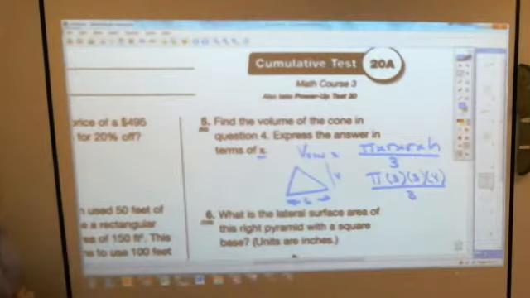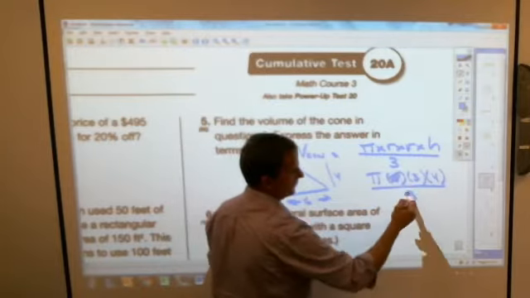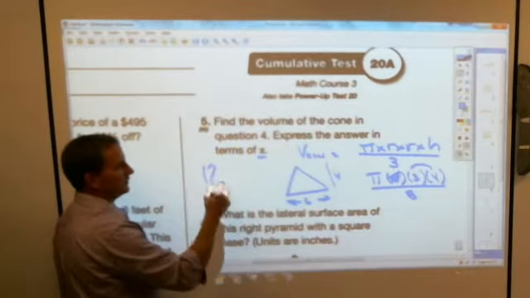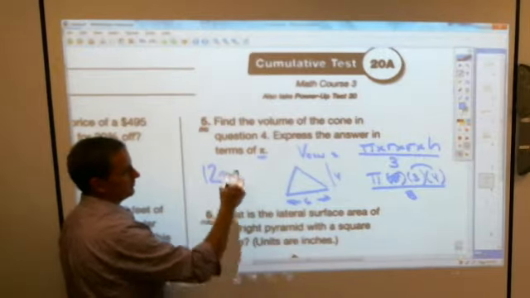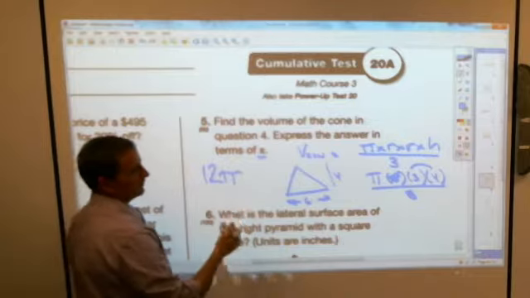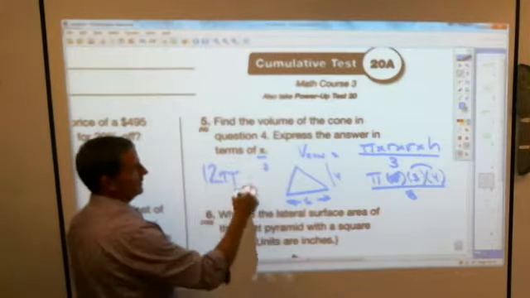And the beauty of it is, one of the 3's crosses off with one of the 3's on the bottom. 3 times 4 is 12, and you got Mr. Pi, which, since it said leave in terms of pi, you can just leave it at that. And since it's volume, you're going to have something cubed. Inches cubed.